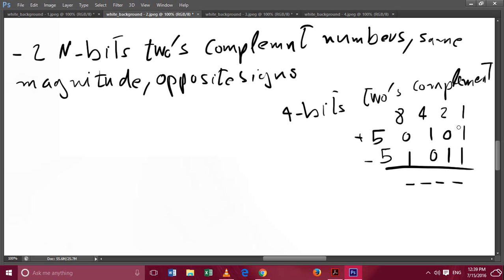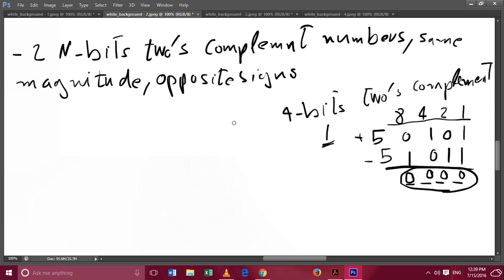So let's add up these values. And these are the weights here. 1 plus 1 equals 0, carry 1. 1 plus 1 equals 0, carry 1. 1 plus 1 equals 0, carry 1. And 1 plus 1 equals 0 here, carry 1. Yes. But again, since we're using a 4-bit two's complement binary system, anything beyond these 4 bits does not count. So we just proved that if you add two numbers with the same magnitude but different signs, the result would be 0. And that's the beauty of the two's complement binary system.